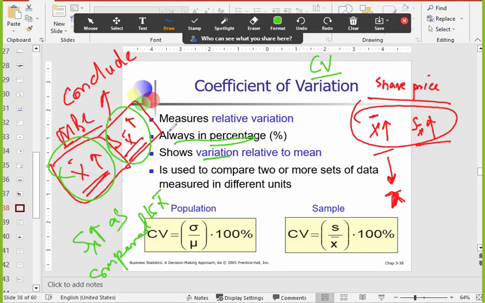In other words, if the variation is increasing faster than the mean, then the CV value will be more than 100, because it is multiplied by 100. If the mean value is increasing faster than the variation, then the CV value will be less than 100. So it compares two or more data sets. This is the first advantage that I discussed here.